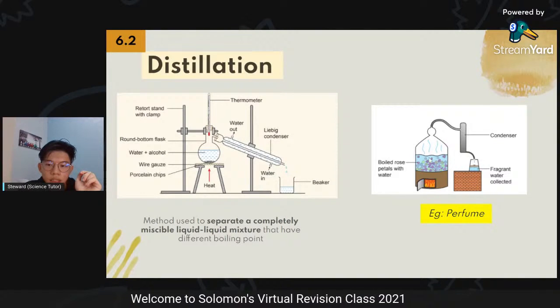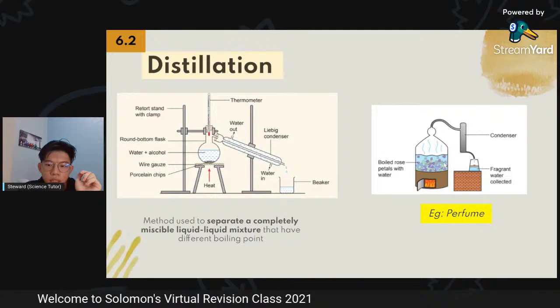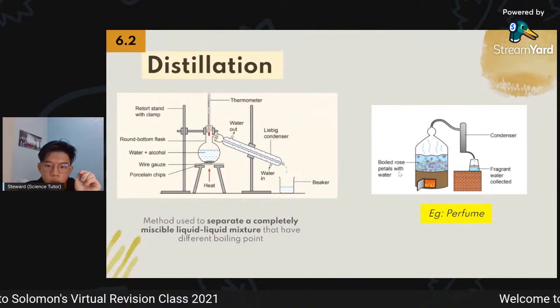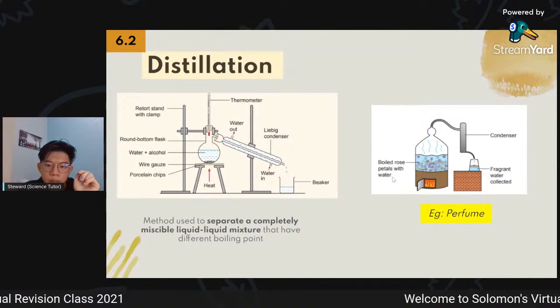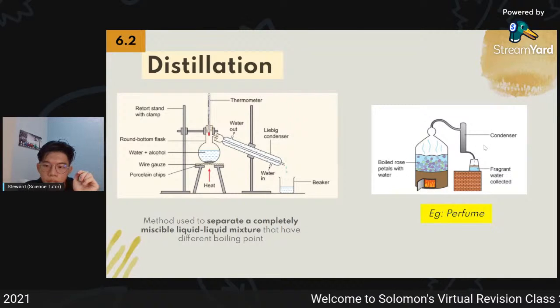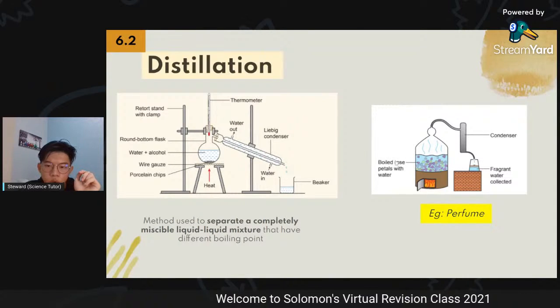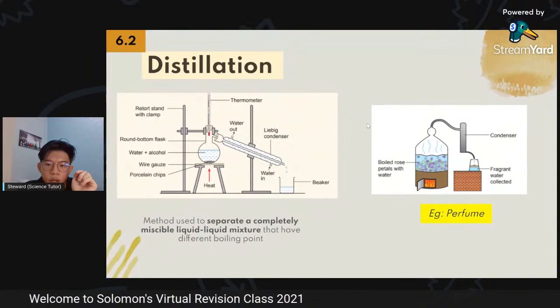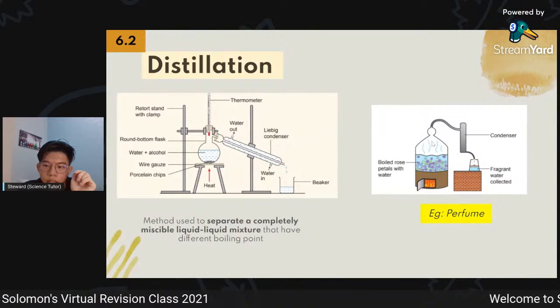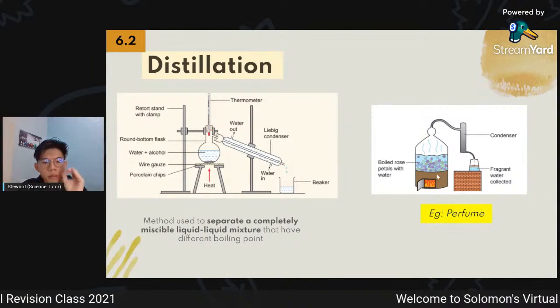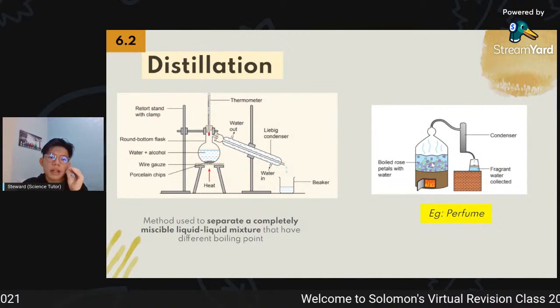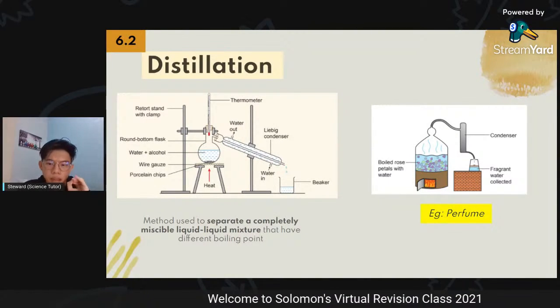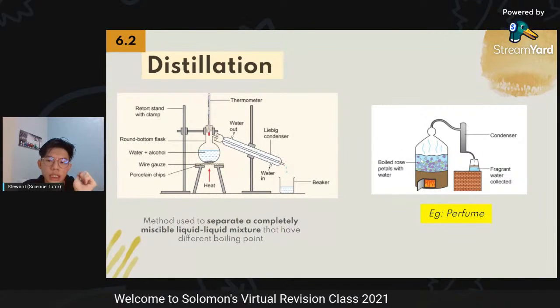Sebab kalau liquid dalam ni dia campur kan, dia ada different boiling point. Maksudnya, contohnya kita bakar sampai 60 degree Celsius, perfume akan keluar. Lepas tu kita bakar sampai 70 degree Celsius, ada substances akan keluar. Lepas tu 100, air pula akan keluar. So kita boleh guna method ini untuk control apa cecair yang kita nak daripada whole solution ni.